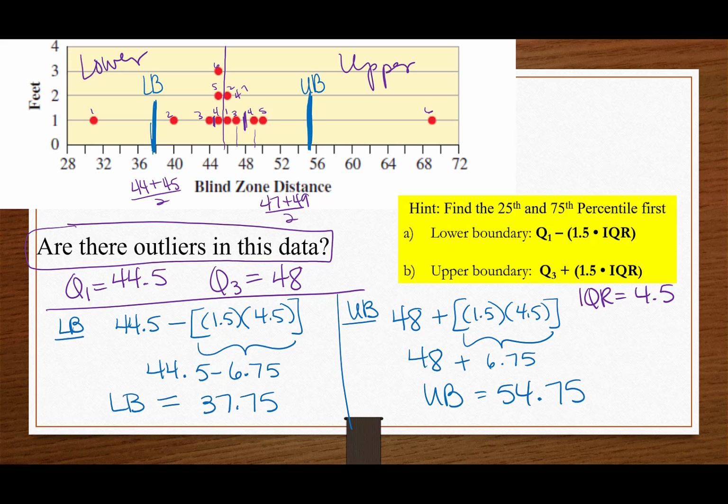And so all of that work to answer one question, are there outliers in this data? And that would be yes. There are actually two outliers. This lower outlier looks like it would be a 31, and the upper data point would be a 69. So the answer is yes.